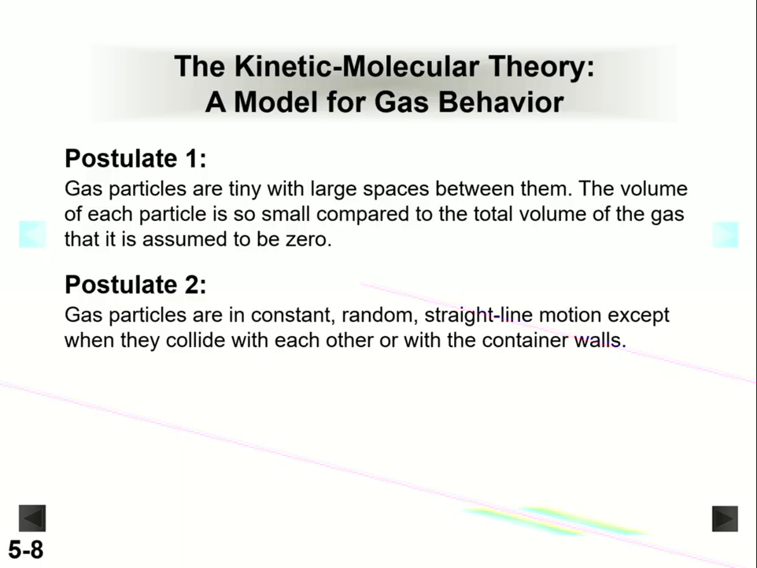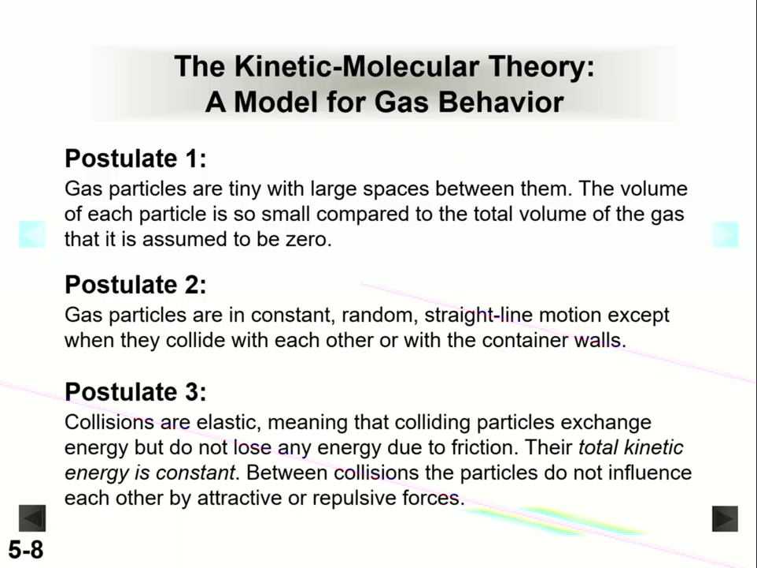We now move on to the kinetic molecular theory of gases, which is a model to describe gas behavior based on the existence of atoms and molecules. The basic postulates of the kinetic molecular theory of gases are shown here. Postulate 1 states that gas particles are very tiny particles with large spaces between them.